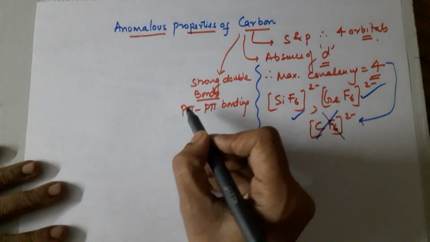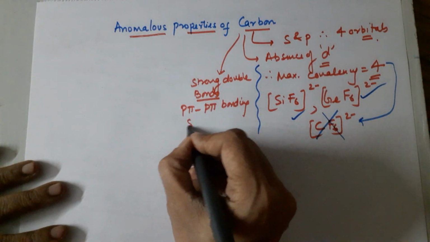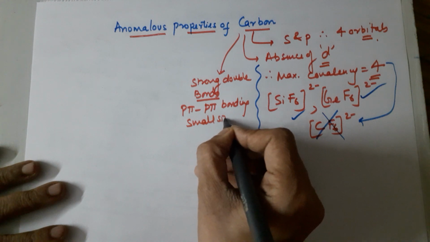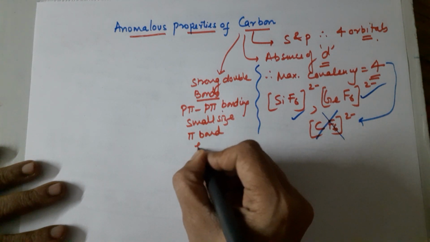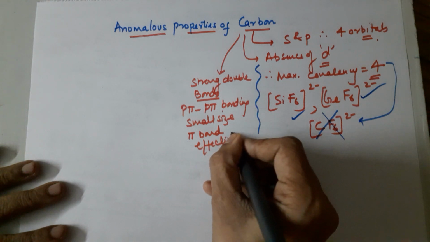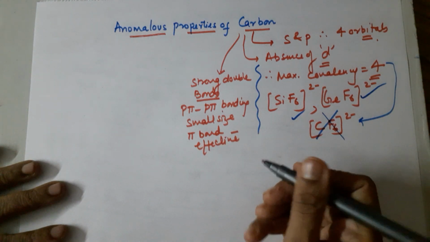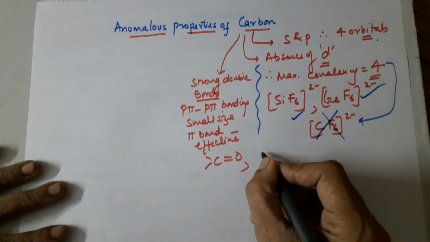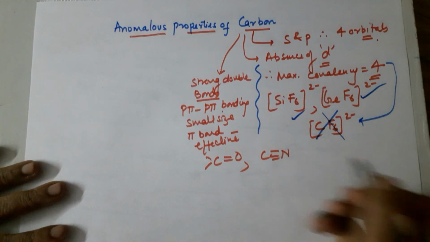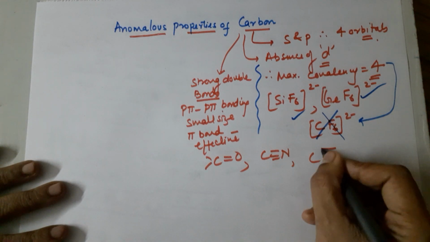Why does carbon show p-pi bonding? Due to its small size, the pi bond is effective because the overlap of orbitals is effective, and this can easily be observed. We very well know of such compounds in ketones. We know of the cyanide. We know of the carbon monoxide.